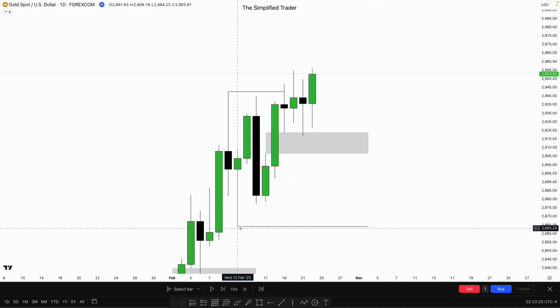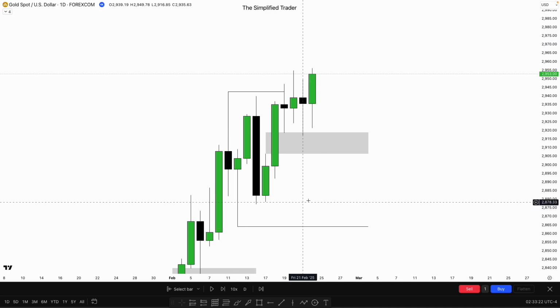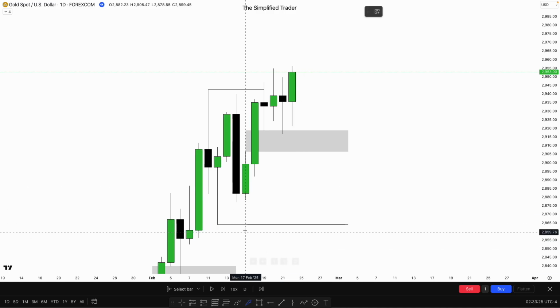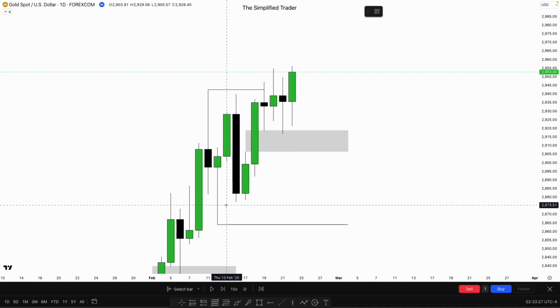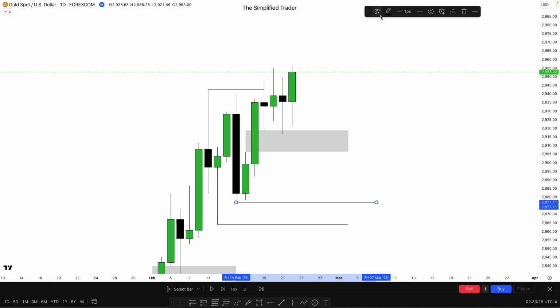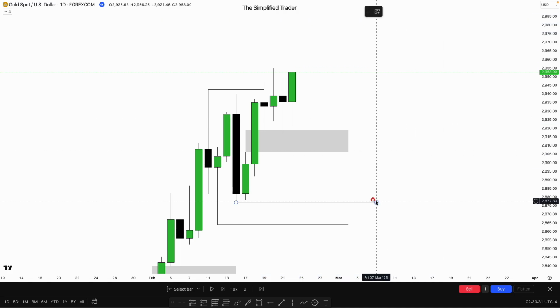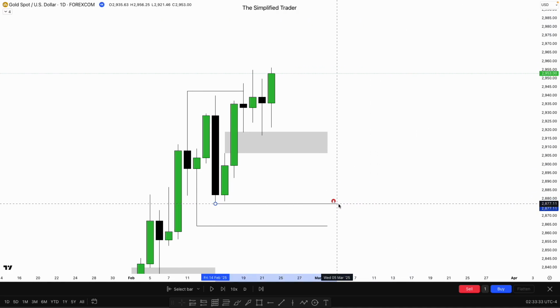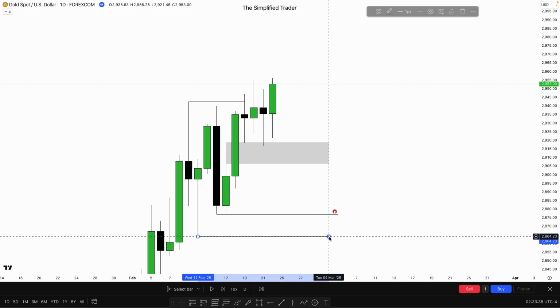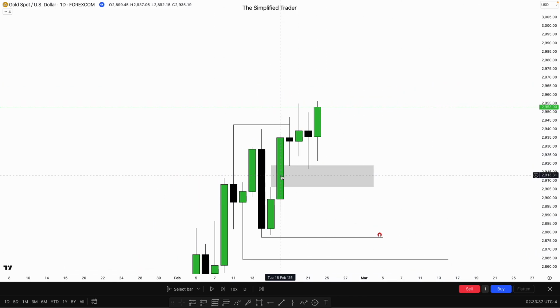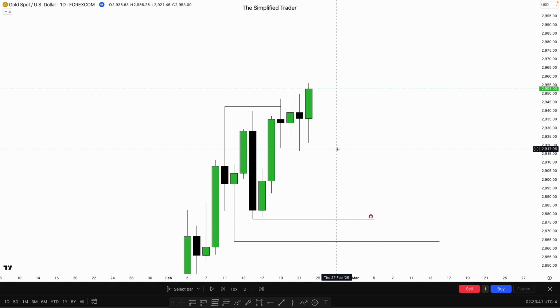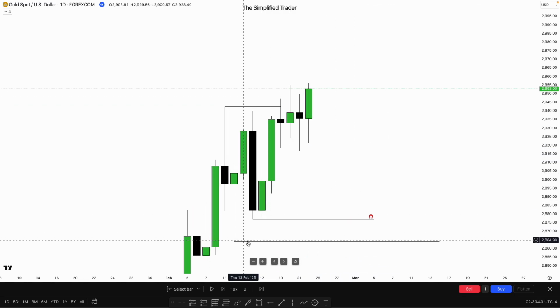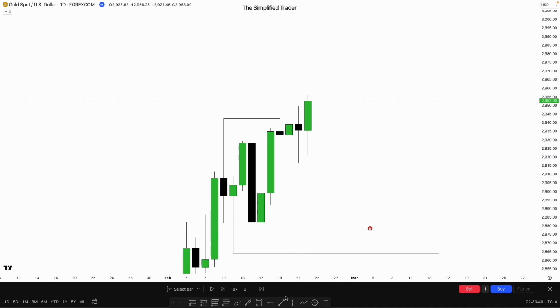But we failed to take out this low, so we have failure swings here at the bottom. These failure swings will act as my draw on liquidity. We have failed to take out the low, and here we have that swing low. This fair value gap, even though we have respected it, isn't valid because it is not formed out of a PD array.